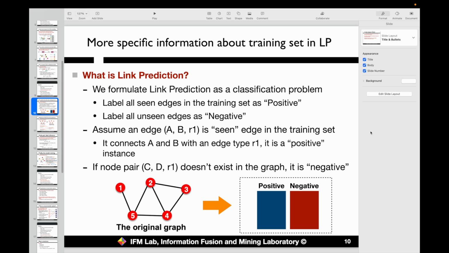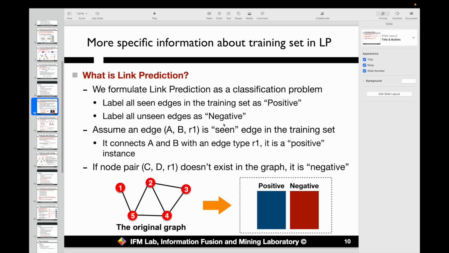So how can we define the link prediction? We know we are inferring the potential connections or the links between nodes or among nodes. Then how can we do this, right? We can formulate this link prediction as a classification problem actually. So we can label all the seen links in the training set as positive instances, and we label all the unseen edges as negative instances.